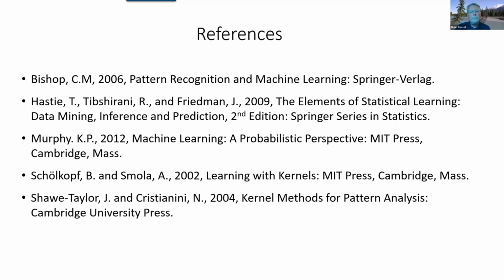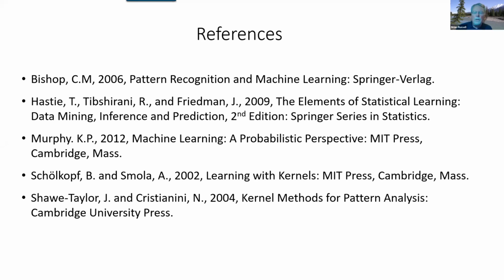There's the Hastie, Tibshirani and Friedman book, The Elements of Statistical Learning, which I got a lot of really good ideas about regression and all these different methods from. It's sort of the classic. There's another one, even more complicated than the Bishop book, called Machine Learning: A Probabilistic Perspective. It's about 1,000 pages long.